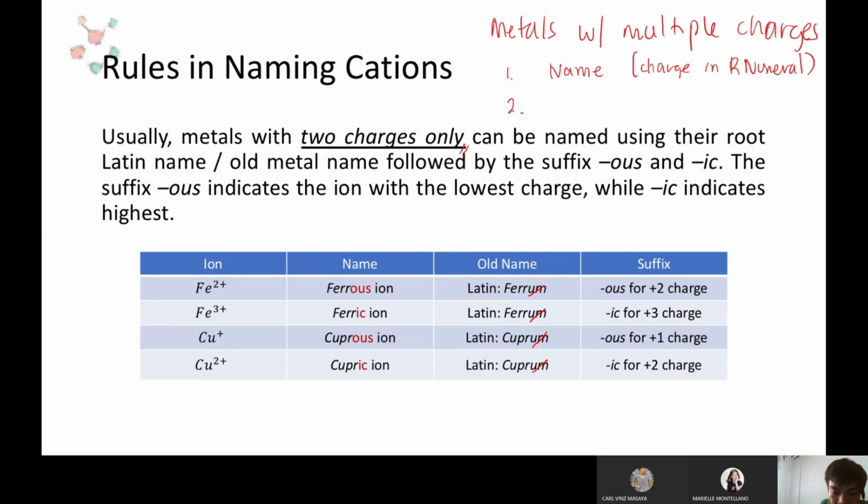The other way is the root name plus the suffix -ous or -ic. When do we use this second method? If the metal can only form two common charges. When it can only do two, look at the periodic table to see which ones can form two. But for the sake of this discussion, only these are commonly used: Fe2+, Fe3+, Cu+, and Cu2+. So they are the only ones commonly used here, so nothing to worry about too much.